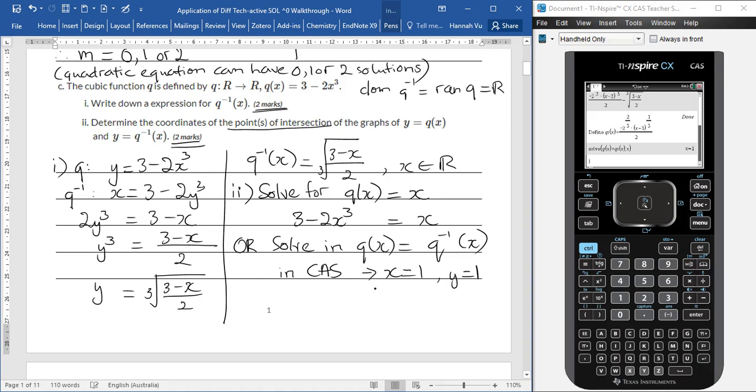So you get x equal to 1, and again, if x equal to 1, then y has to equal 1. It has to occur on the line y equal to x. So the point of intersection is (1, 1). This is my final answer. So that's part C. Is there part D?